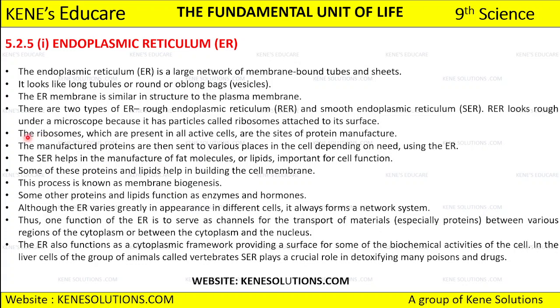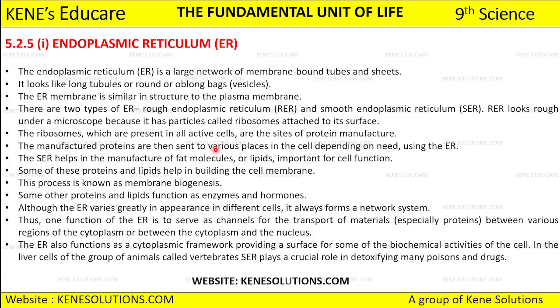Okay, so the ribosomes which are present on rough endoplasmic reticulum are present in all active cells, and ribosomes are the sites of protein manufacture. हमारे body में protein manufacture कहाँ से हो रहा है? Ribosome से हो रहा है, and whatever manufactured protein we have, we send it to various places in the cell depending on which organelle needs that protein, and this is done using the endoplasmic reticulum itself. Okay, so now talking about the smooth endoplasmic reticulum.